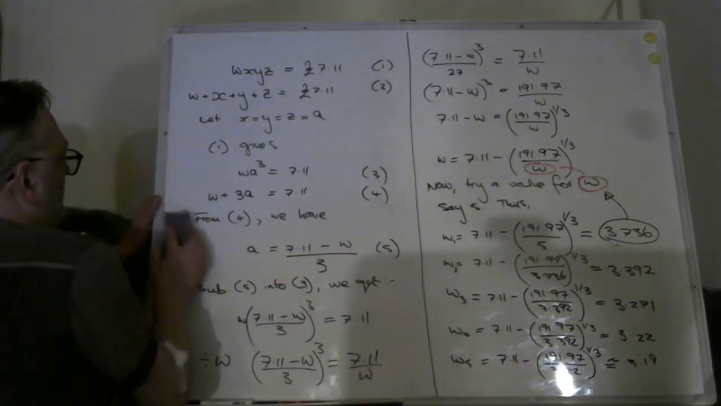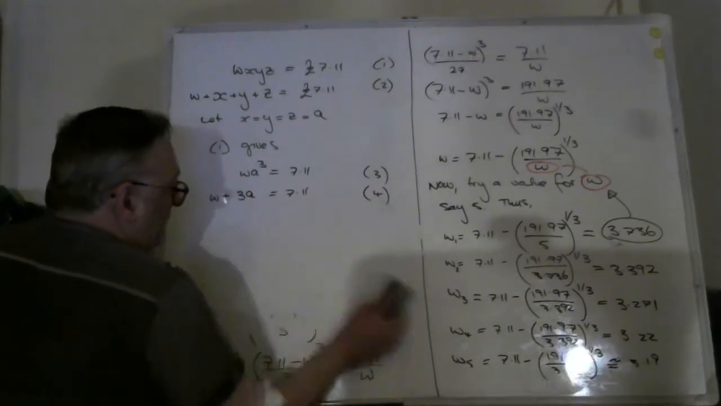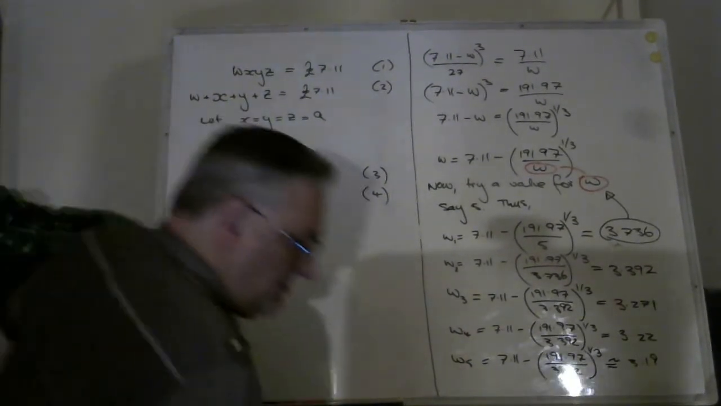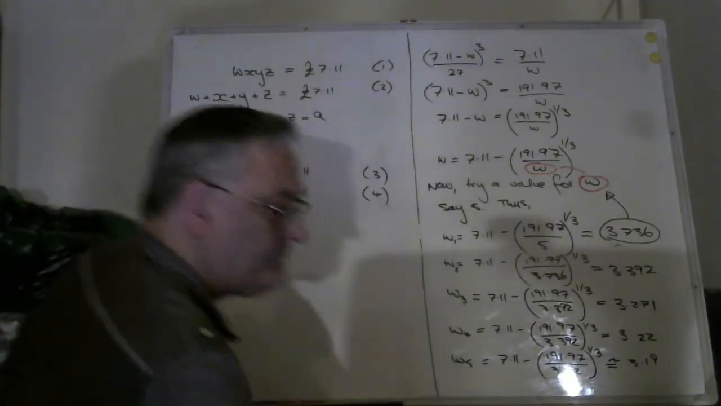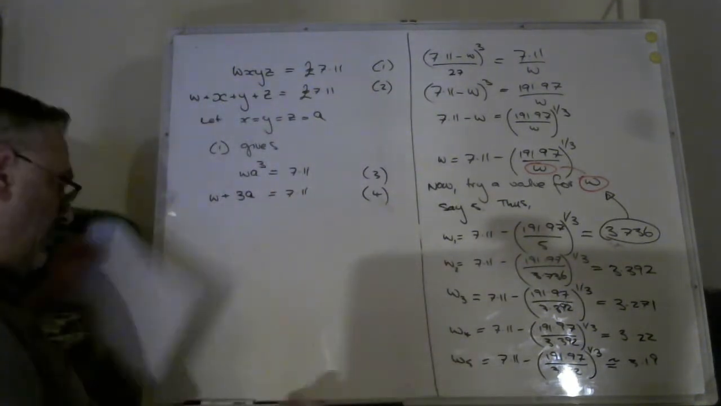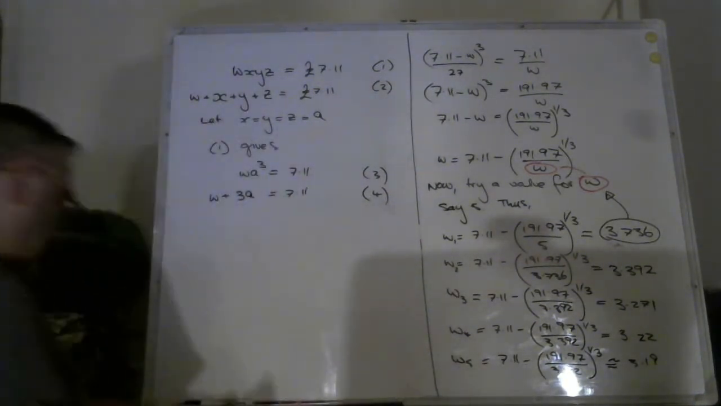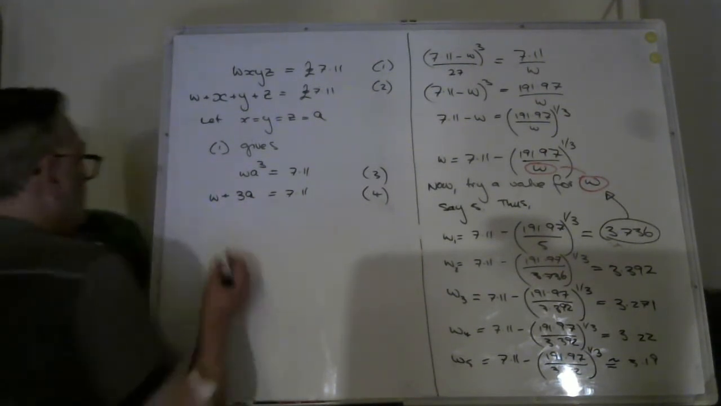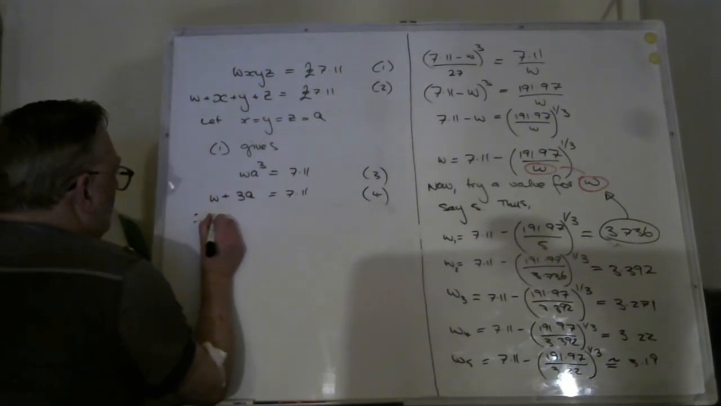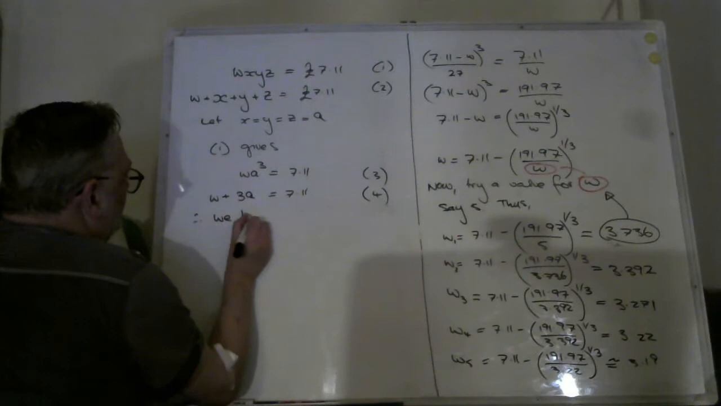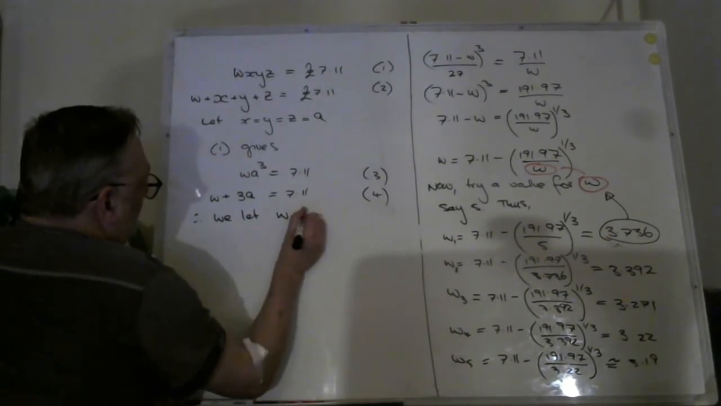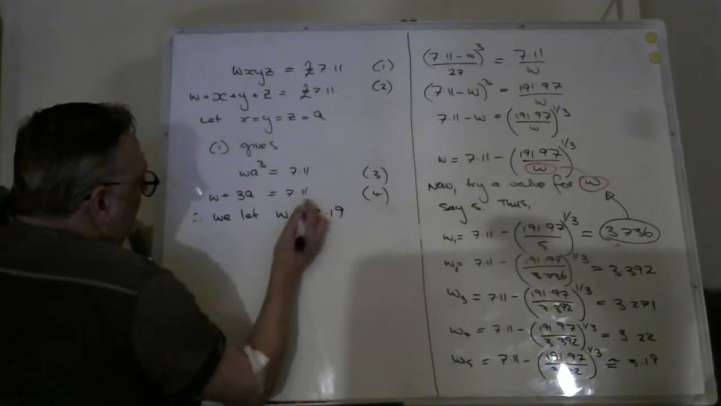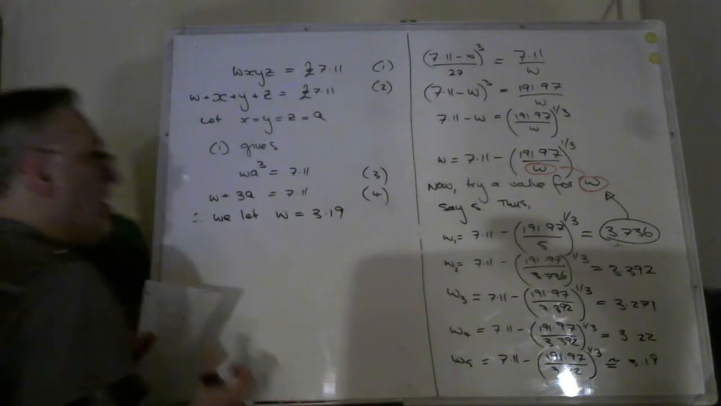So let me just rub this part of the board off. There we are. So what we can do now is, therefore, we let W be approximately equal to 3.19, or just say W is equal to 3.19.